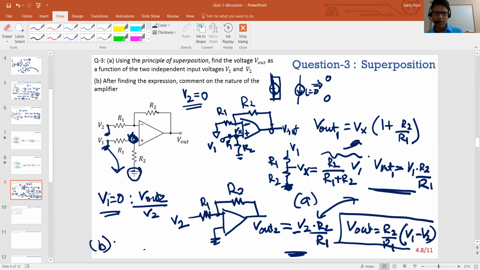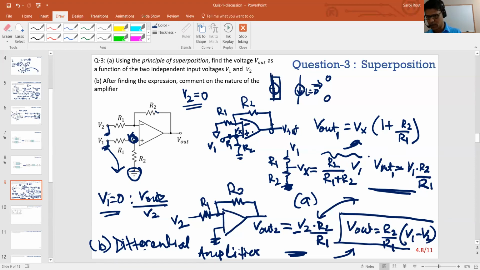So I think in the second part, all I'm trying to see is to identify this. What is this? It's nothing but a differential amplifier, actually. So a lot of times, if you want a differential to single-ended amplifier using just one op amp, you can actually use this technique, right?